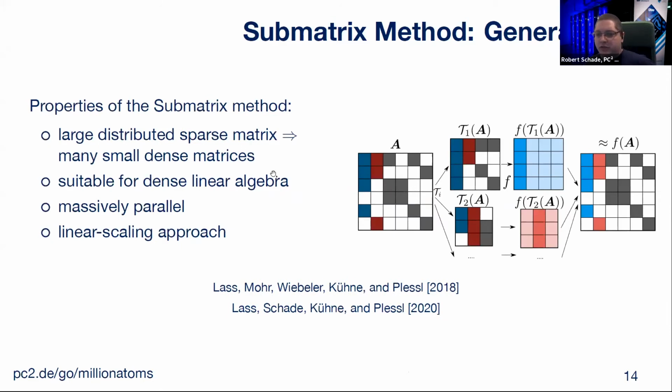Here I've listed a few features that you should be aware of. Namely, instead of working on large distributed sparse matrices, the submatrix method decomposes that into many small dense matrices. These dense matrices are obviously suitable for dense linear algebra. The method is massively parallel because instead of working on one matrix, we have a lot of individual submatrices to which we apply the matrix function. And it is by construction a linear scaling approach. We've also shown that the results from it are sufficiently accurate to be suitable for molecular dynamics calculations.